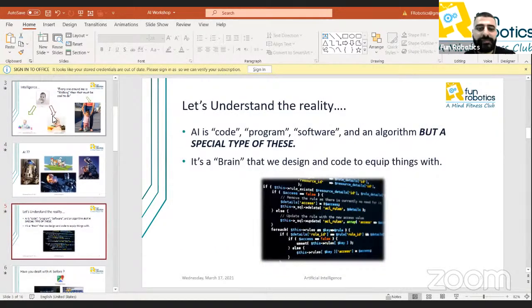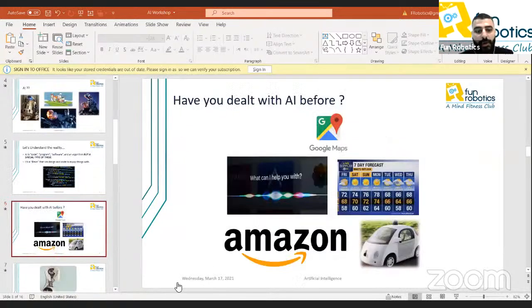The reality of AI is very basic. It's a code or a program, software that was written by a human, and it's a special type of program in order to give an artificial object human intelligence. We humans have the brain that allows us to think. We're basically copying the brain and how it works, using code or programming, to make an artificial object act that way. So have we seen AI around us, or have we used it? Most definitely. I don't know about you guys, but I know for a fact that we've used AI before.